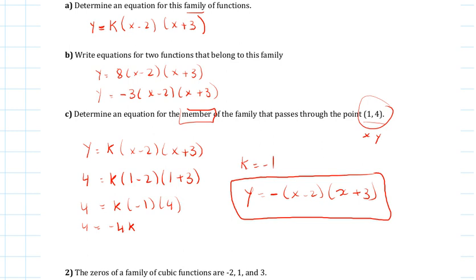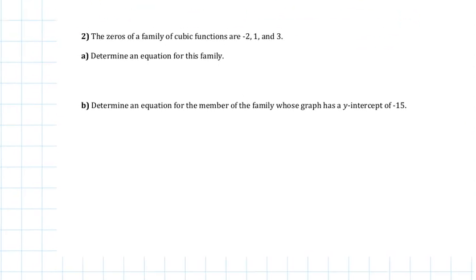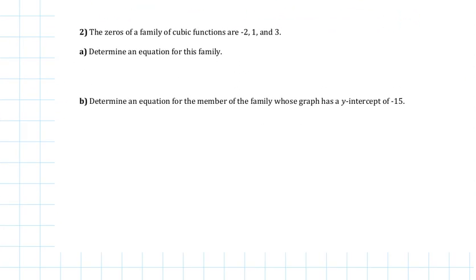Okay, here's another example. The zeros of a family of cubic functions are negative 2, 1, and 3. Determine an equation for this family. So because it's a family, we're going to have to write it as y equals k(x plus 2)(x minus 1)(x minus 3).